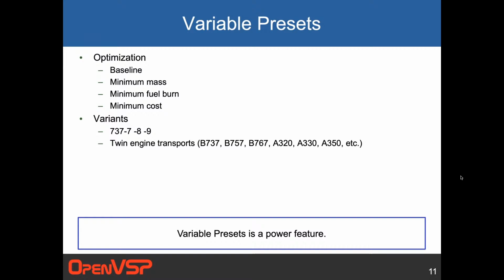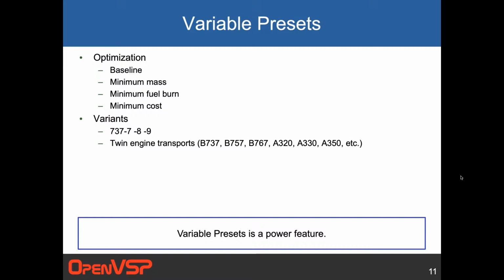Another use is when you're doing a design study. In any sort of design study, you're going to have a baseline model, but after you've completed the study, you might save as a preset your answers, and you might have multiple answers to an optimization study. You might have a minimum mass, minimum gross weight vehicle. You might have a minimum fuel burn vehicle or a minimum cost vehicle. And using variable presets, you can very quickly switch between the different versions of your answer.